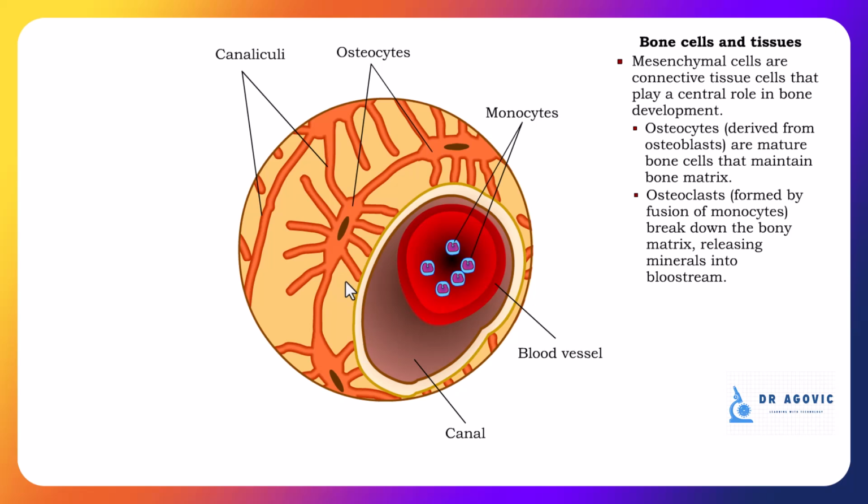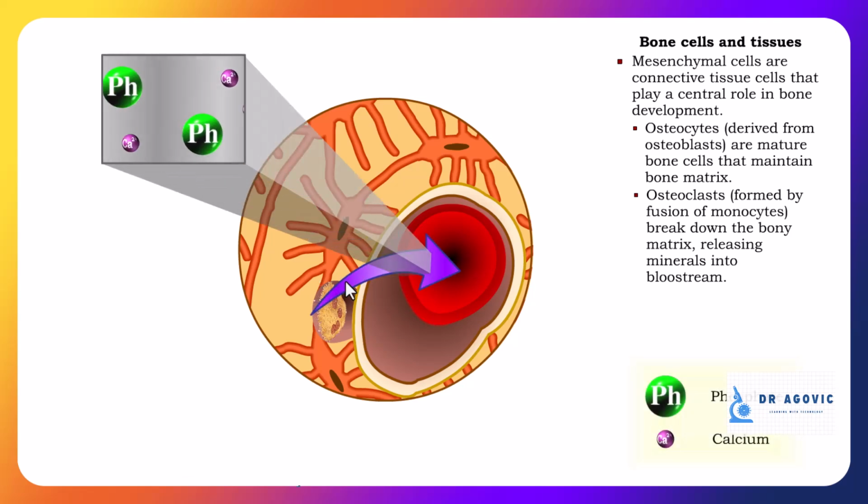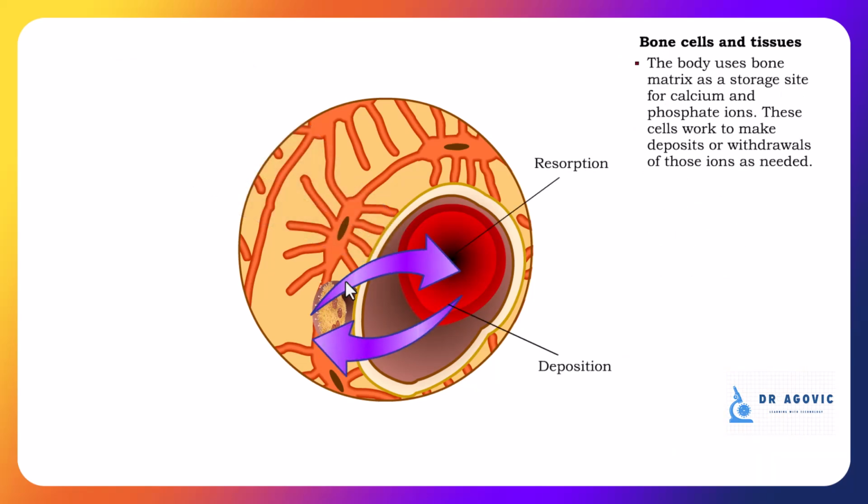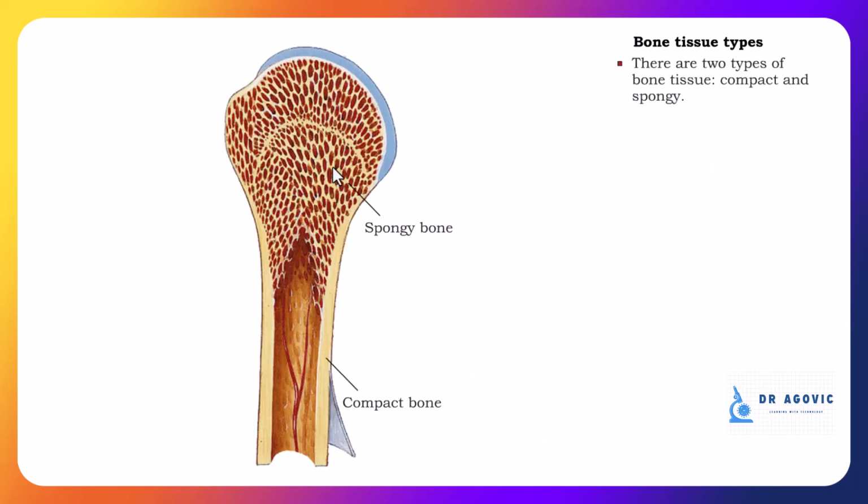Osteoclasts are large cells formed by the fusion of monocytes during resorption. These cells release lysozymes through a ruffled border that break down the bony matrix, releasing minerals such as calcium and phosphates into the bloodstream. Bone matrix serves as a storage site for calcium and phosphate ions. Bone tissue cells work to make deposits or withdrawals from these ions as needed by the body.